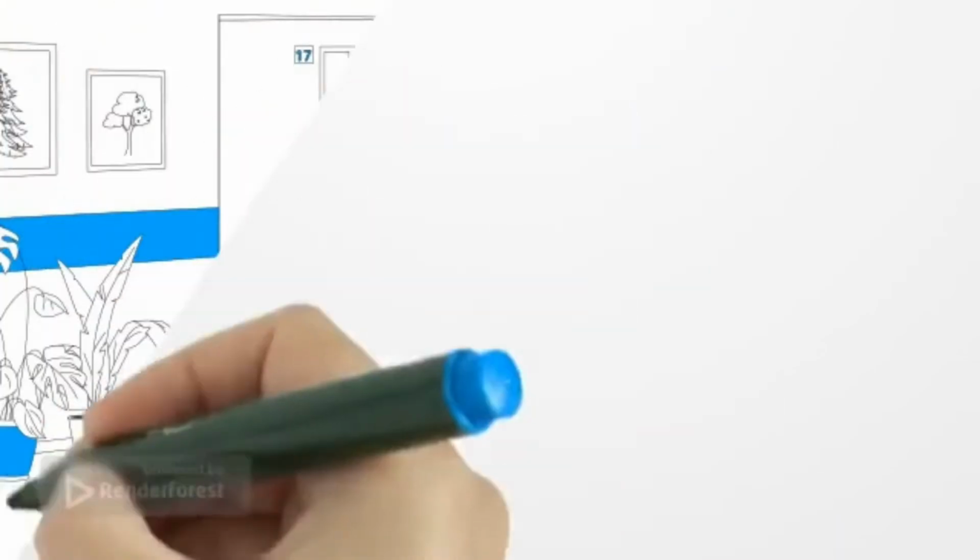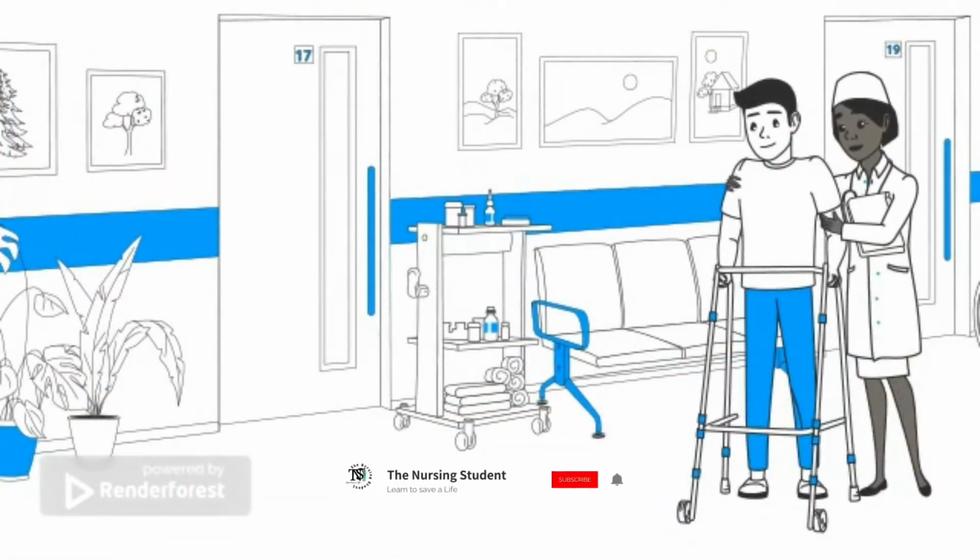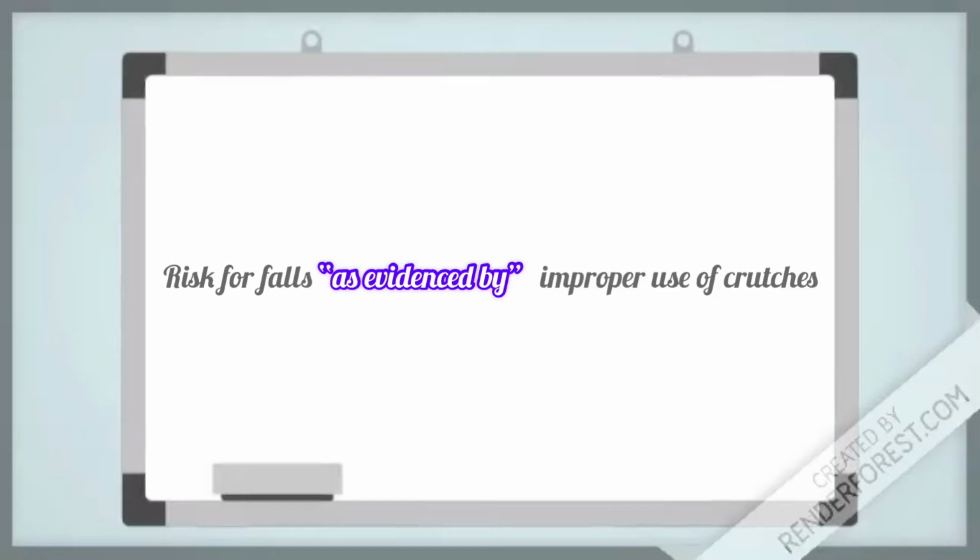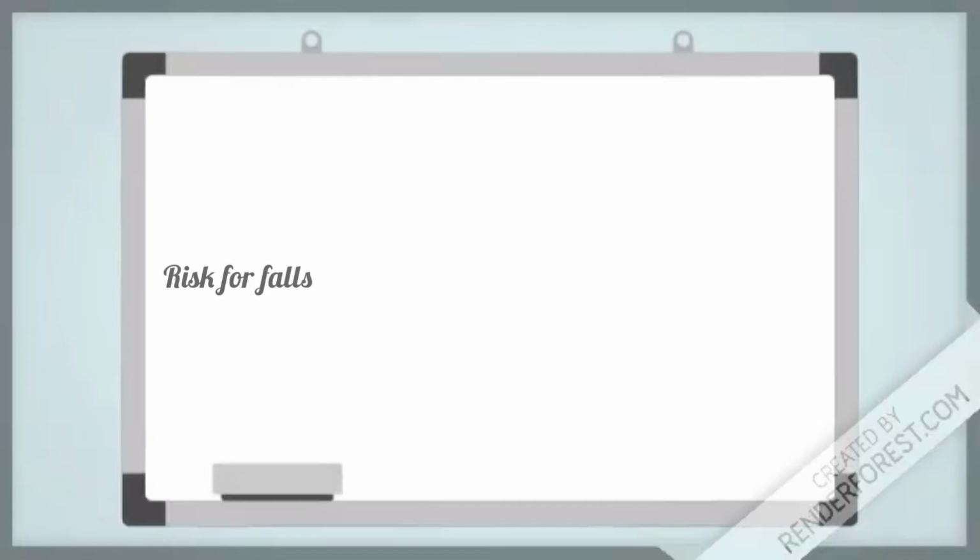We are saying that this patient can fall because he's not using his crutches well, but not that this patient has fallen because he did not use his crutches well, because it has not occurred yet. For all you know, he might not be using his crutches well, but he will not fall. Okay, so we don't use related to, but then we use as evidenced by. So we have risk for falls as evidenced by patient not using his crutches well or improper use of crutches. But we don't say risk for falls related to improper use of crutches.